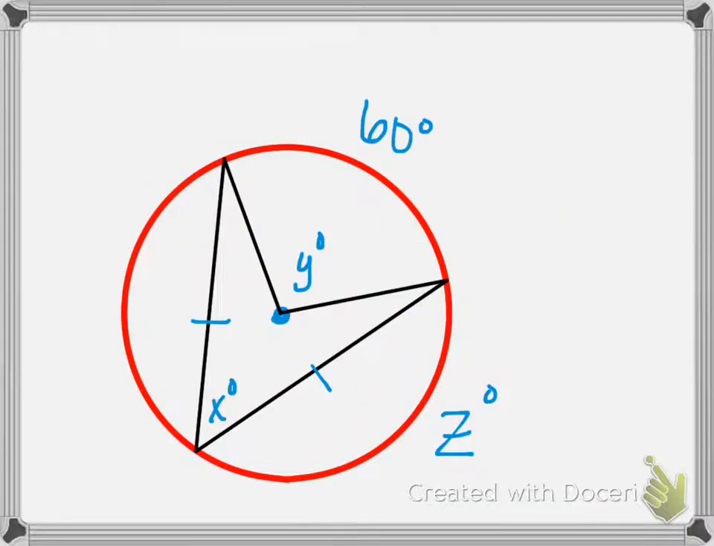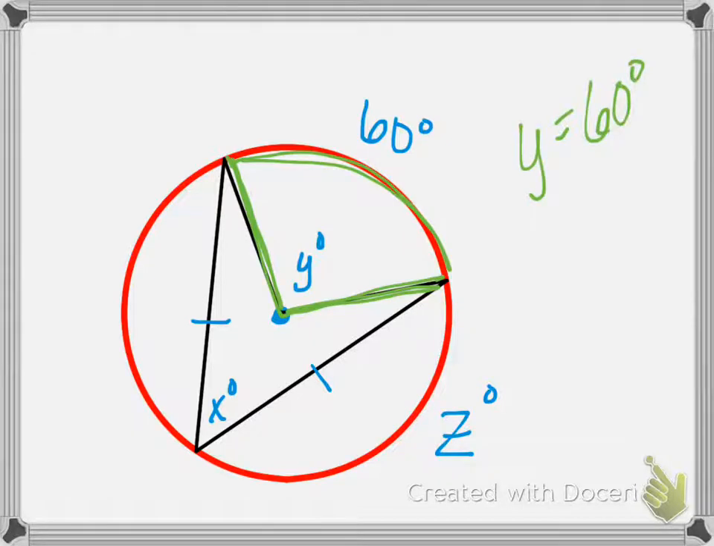Here's another one. Again, take a look, pause, see if you can come up with the answers. So first thing I see is that this angle right here is a central angle. What do we know about central angles? Central angles have the same measure as their intercepted arc. So that means y is 60 degrees. Then I see that I have this inscribed angle here for x. I know that inscribed angles are half their intercepted arc. So then I know that x must be 30 degrees.